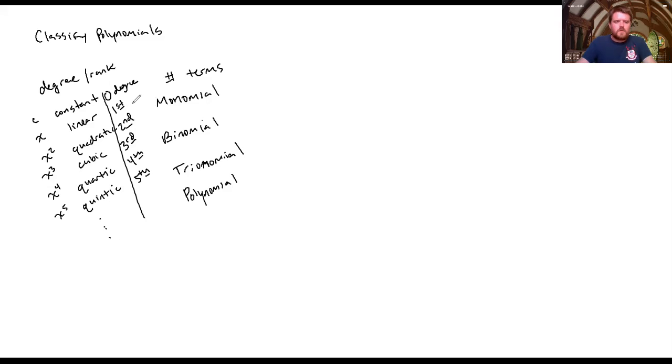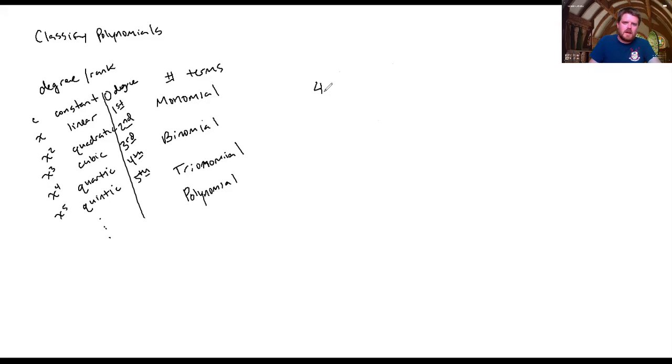But first, we're going to take a step back and revisit a topic we've seen in Integrated Math 1, Integrated Math 2, which is we're talking about polynomials. Well, how do you classify polynomials? There's a few ways you can classify polynomials. The first is by what's known as degree or rank. The second is by the number of terms. When you're looking at the number of terms, you're looking at an expression and saying, how many terms are there? And terms being separated by plus or minus signs. They are a product of coefficients and variables.